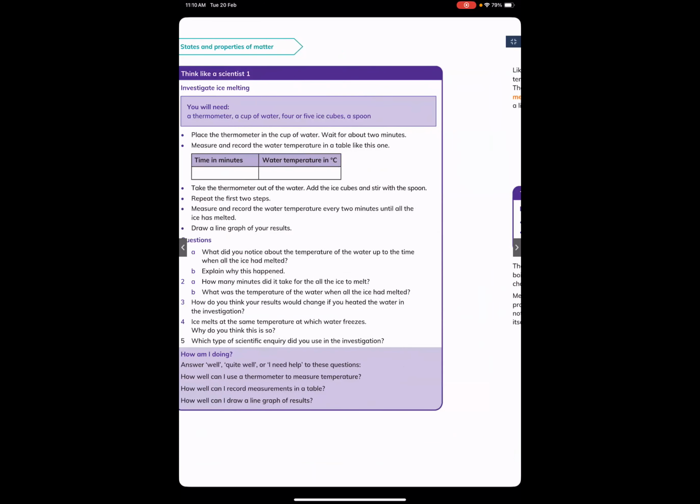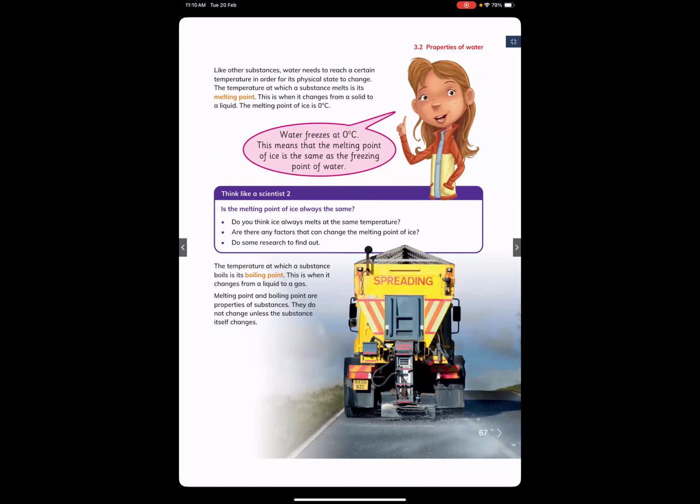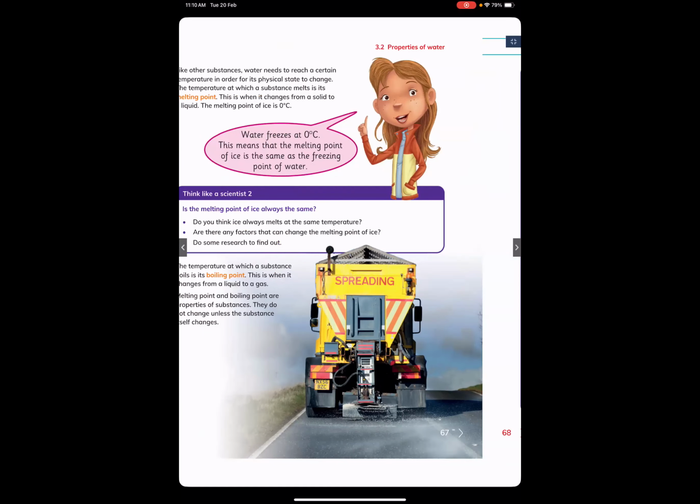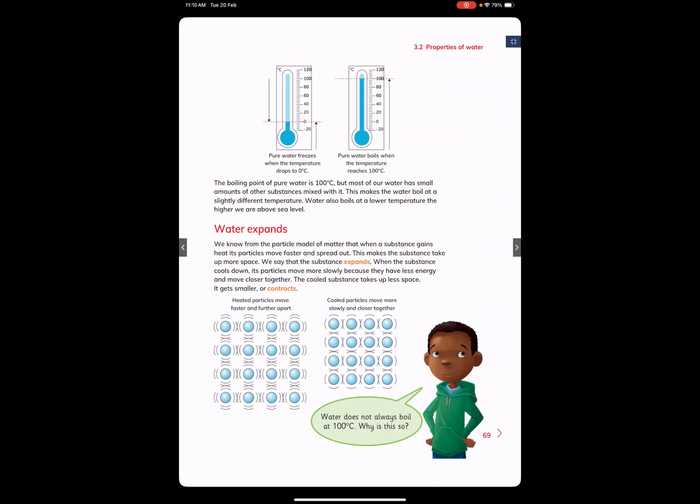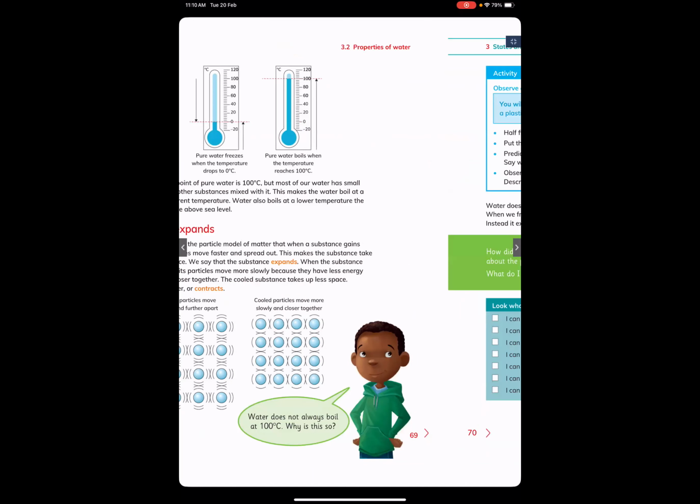And next is again boiling point, melting point that they're talking about here, followed by some experiments. And this is how water changes its form during expansion and contraction, which has to be explained using a particle diagram.